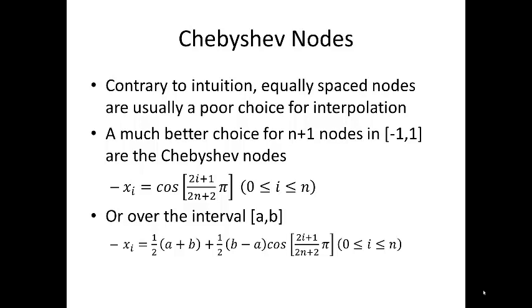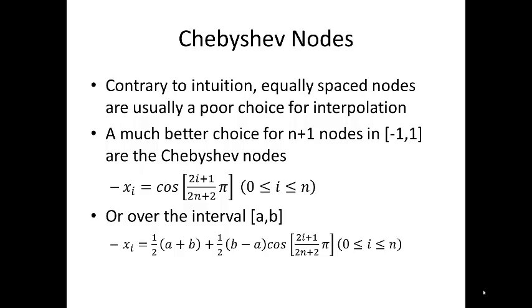but they're usually a pretty bad choice. A much better choice for the n+1 nodes in the interval -1 to 1 are the Chebyshev nodes, again the guy from chapter 1.1. The Chebyshev nodes are x_i equals the cosine of (2i+1)/(2n+2) times pi. We can extend these to any arbitrary interval [a,b] with the formula in the third bullet point down here. Notice these nodes are numbered right to left. Since the theory doesn't depend on any particular ordering, this isn't going to be a problem for us.